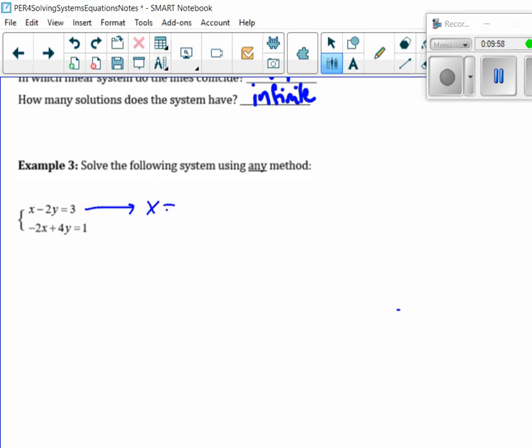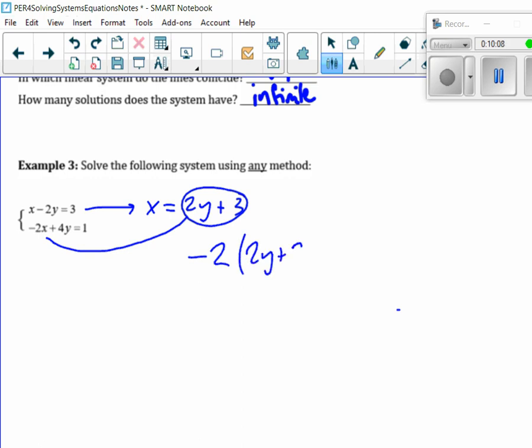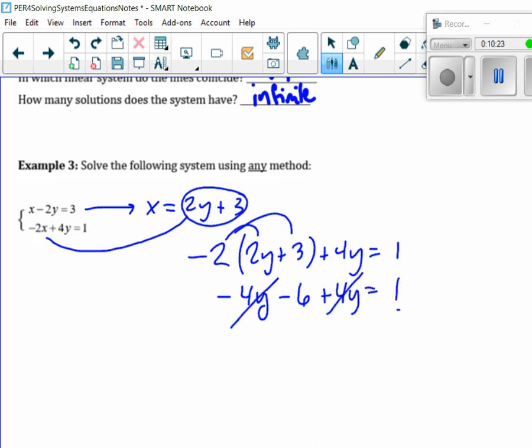Okay, so I'm going to go x equals 2y plus 3. Did you get that? Yeah. So now I'm going to take that and sub it into here. So that means it's negative 2 times 2y plus 3 plus 4y equals 1. So then I multiply that in. I get negative 4y minus 6 plus 4y equals 1. The 4y's cancel, and I get something goofy. And what does the something goofy that could never happen mean solution-wise? No solution.